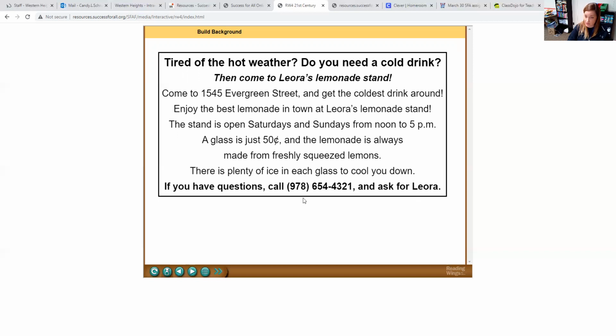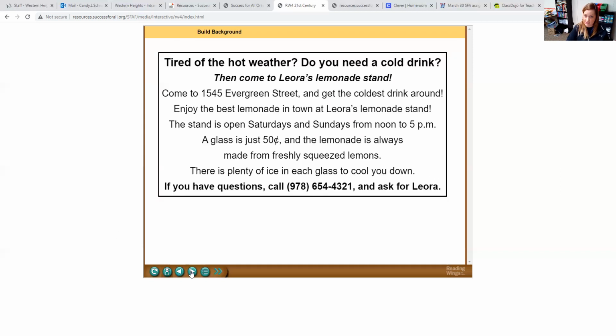They also included words like coldest, best, and freshly. They make the lemonade sound really good. So remember that we should include information such as how much a vegetable costs or when the stand is open, and 2 reasons why people would want to visit our vegetable stand when we're writing that.